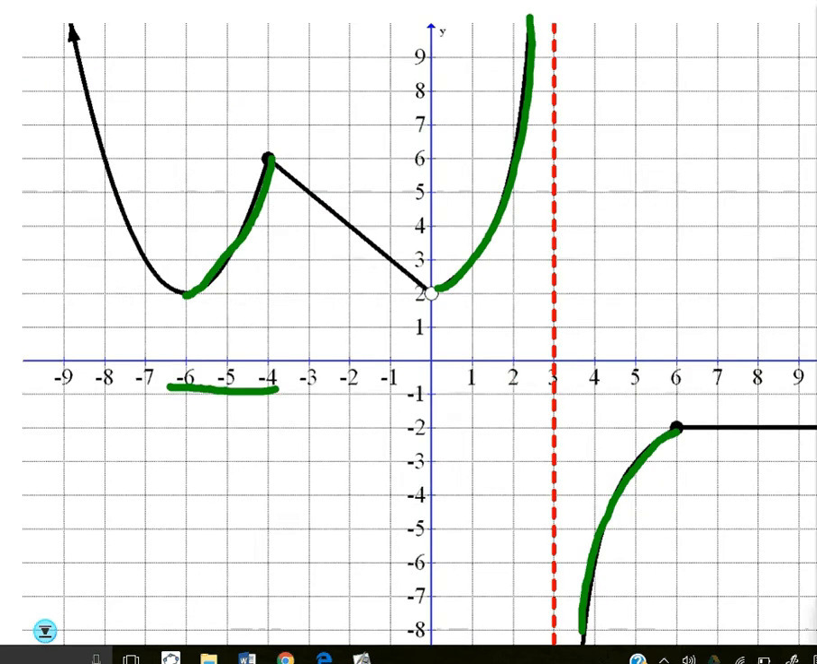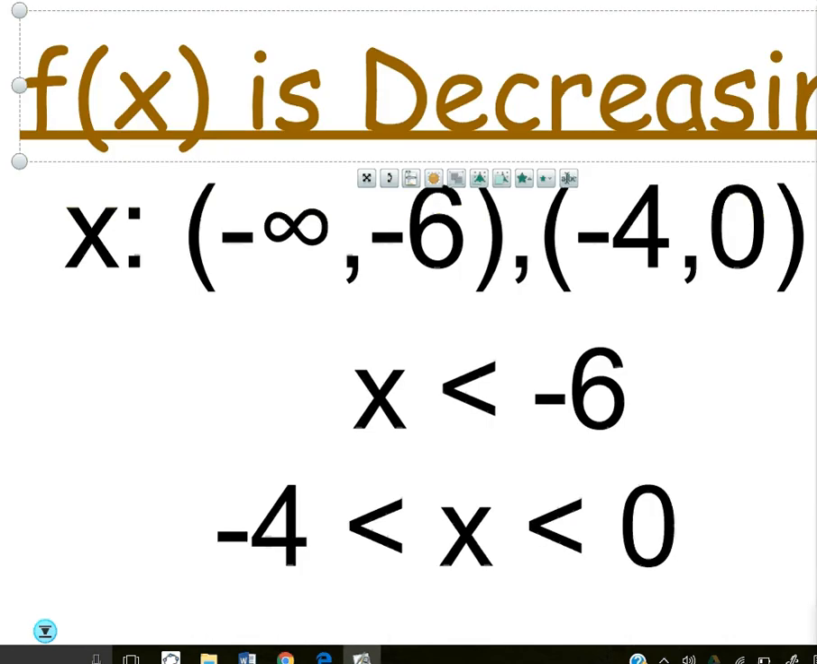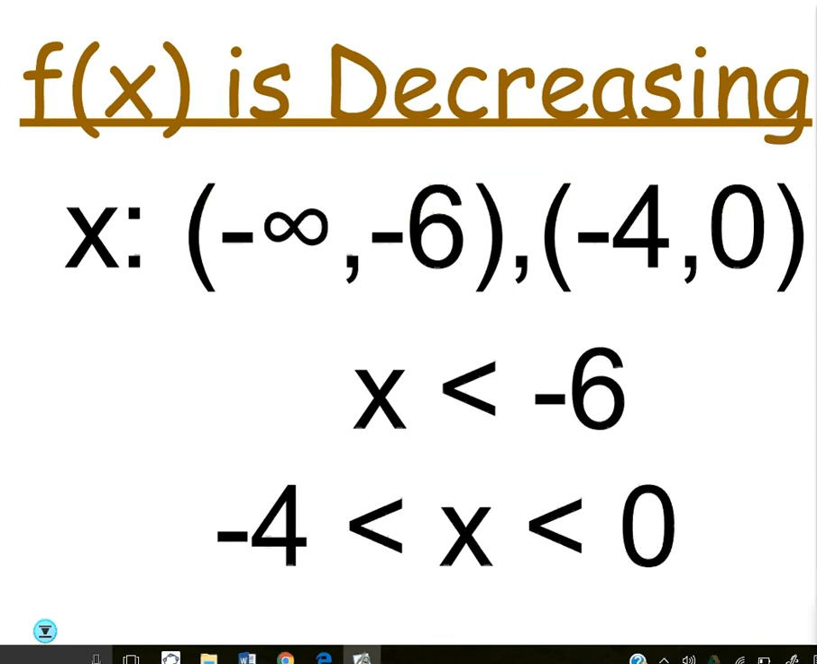Where is it going down? We're talking about x. Negative infinity. That's an arrow. So from negative infinity to -6, it goes down. All right, next. From -4 to 0. And that's it, right? So we're good on increasing, decreasing. You didn't talk about the curve. I'm not there yet. I'm almost there.